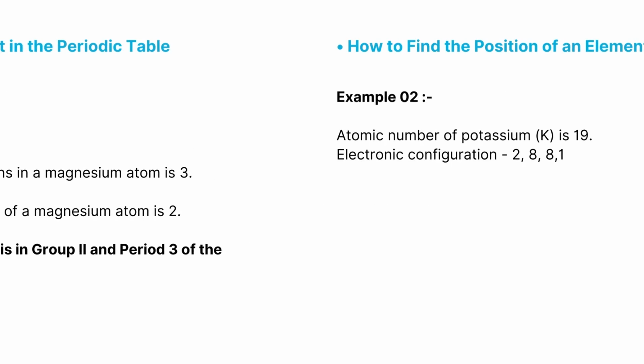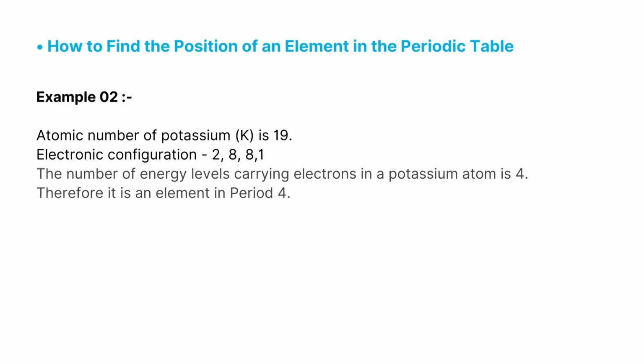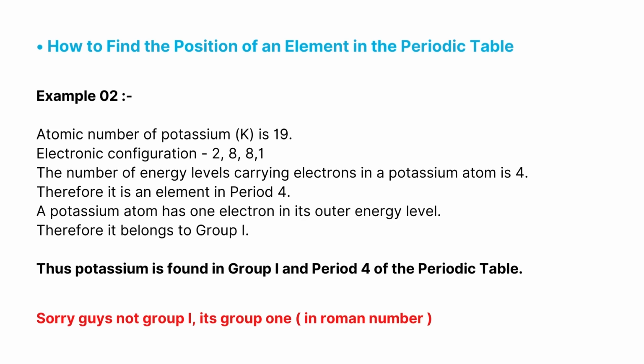We will look at another example. Atomic number of potassium is 19. So then we can write the electronic configuration 2, 8, 8, 1. How do we identify the position? The number of energy levels carrying electrons in a potassium atom is 4. Therefore it is an element in period 4. What is the group? A potassium atom has 1 electron in its outer energy level. Therefore it belongs to group I. Thus potassium is found in group I in period 4 of the periodic table.